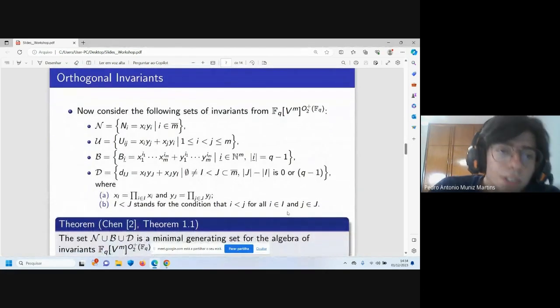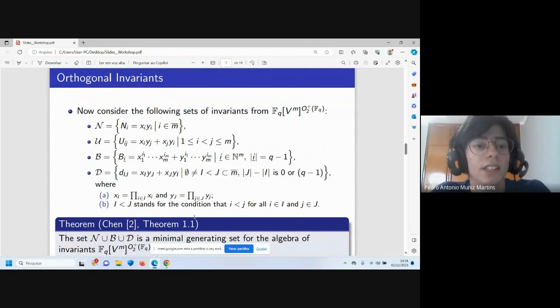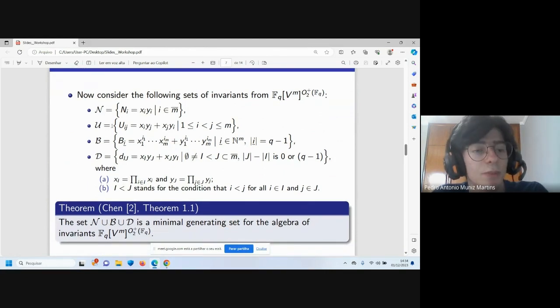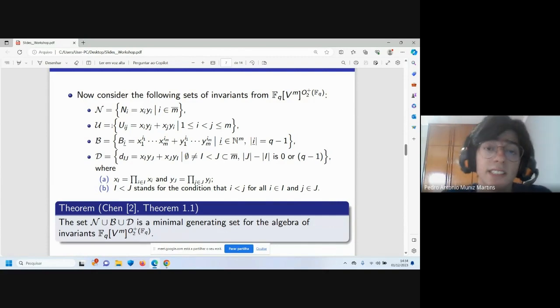Now we can consider orthogonal invariants. These sets N, U, B, and D are all invariant sets from our invariant algebra. And last year, if I remember right, Shen found this result that N union B union D is a minimal generating set for the algebra of invariants for an orthogonal group, considering m copies of the space. But in this article, he didn't care about separating invariants, and this is our main goal: to find a separating set, a minimal separating set in this case.